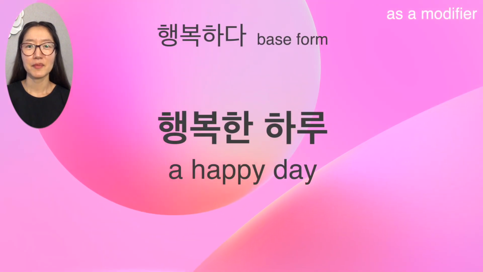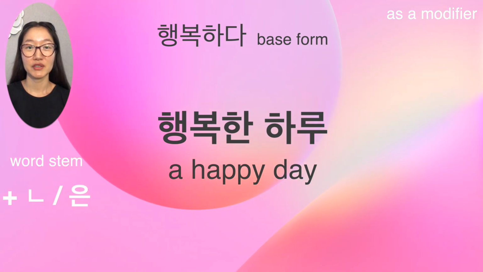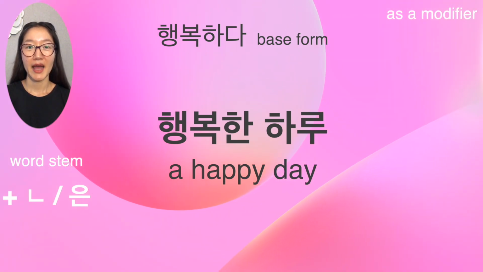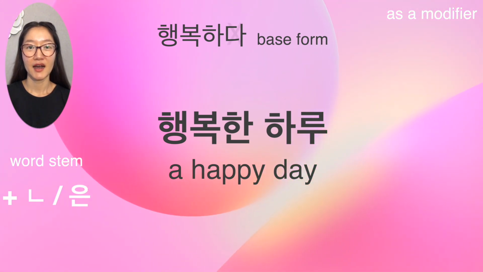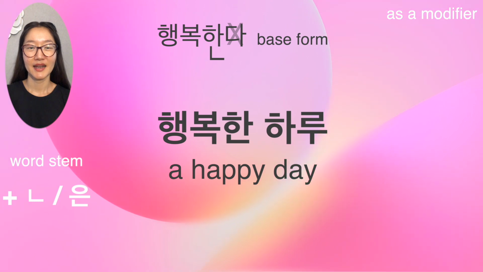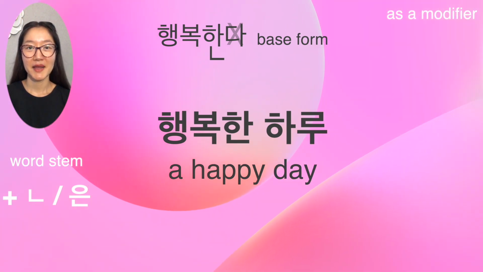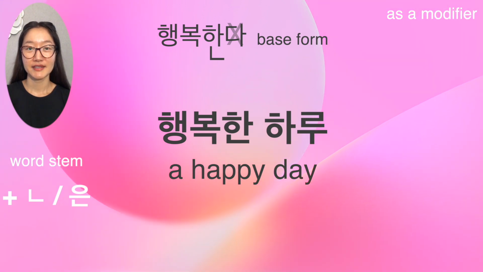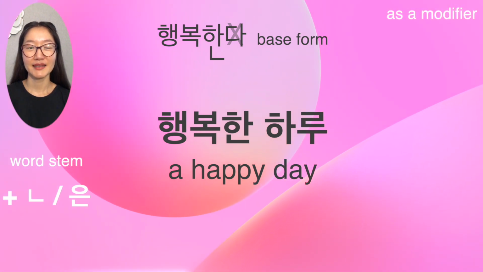It is conjugated as the present tense and the casual polite language. Now, it's about the modifier. We need to add 니은 or 은 after the word stem. So if you want to make a happy day, then the base form 행복하다, remove 다, and then we add 니은 below 하, 행복한 하루, a happy day. The last letter of the word stem ends in a vowel, no consonant. So we add 니은, 행복하 plus 니은, 행복한 하루.